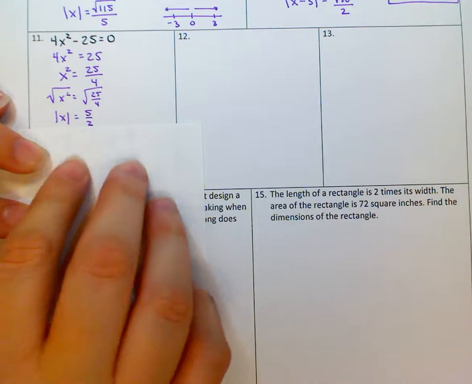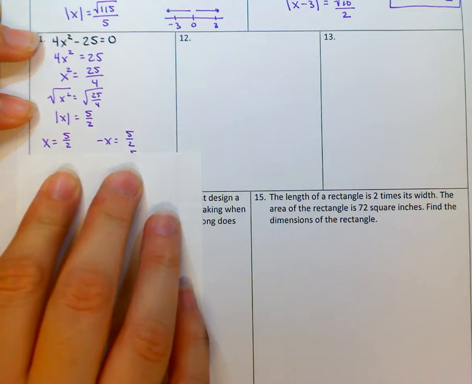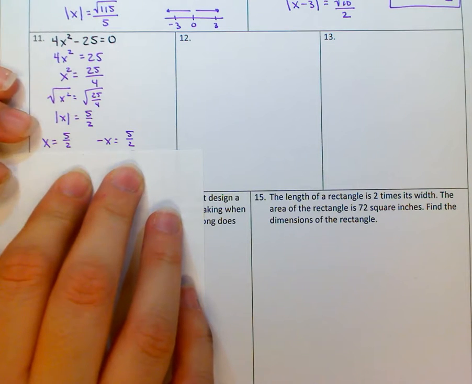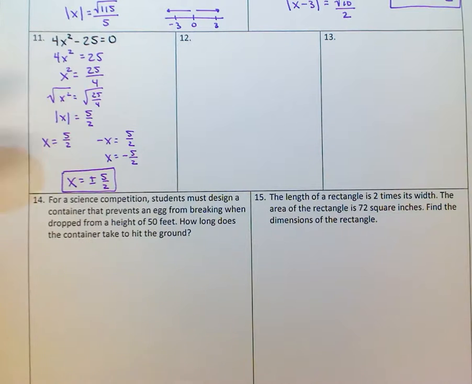or 6.25. And then you create your two equations. So x equals 5/2 and negative x equals 5/2. Well, that one's already solved, so that means x equals plus or minus 5/2. Now you could put 2.5 as long as it's precise, but just make sure that you're being consistent, okay?